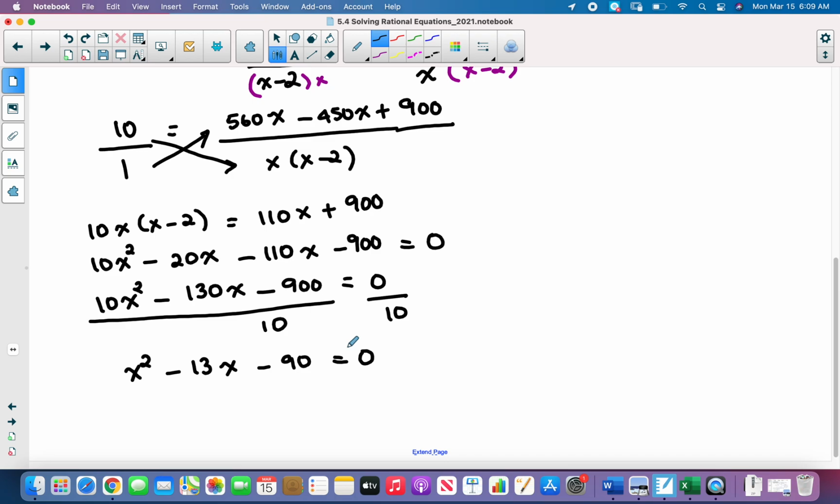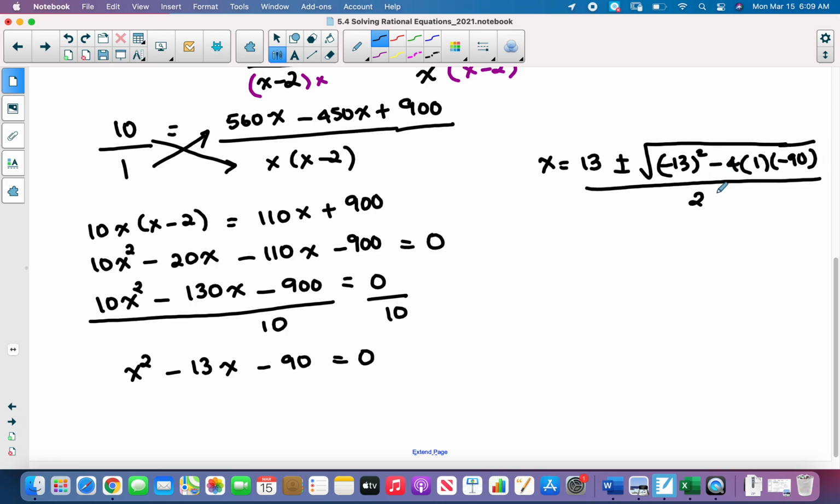This again is a quadratic equation that cannot be factored, so we're going to use the quadratic formula. So x equals minus b, which is positive 13, plus or minus square root of b squared, which is negative 13 squared, minus 4 times a times c, divided by 2a.